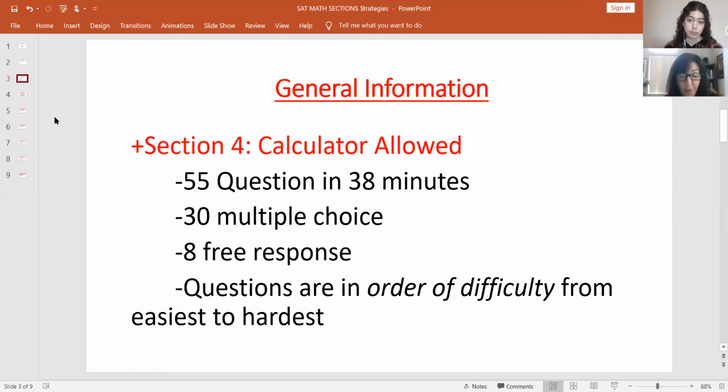In section 4, the second part of the math section, you're allowed a calculator. You could look on the College Board website to see what kind of calculators are allowed, or at least be sure that you don't have one that is not allowed. The TI-84, a very common graphing calculator, is allowed.